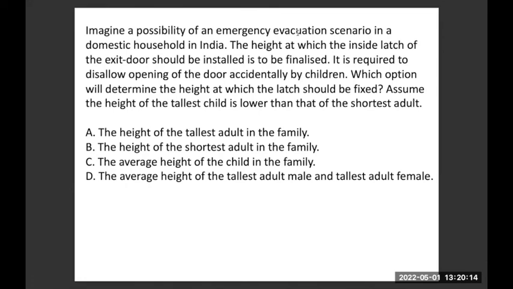One has to assume that the height of the tallest child in the family is lower than the shortest adult in the family. So while considering the fixing height of the latch, which one should I consider? The height of the tallest adult, height of the shortest adult, the average height of the child, or average height of the tallest adult male and the tallest adult female?